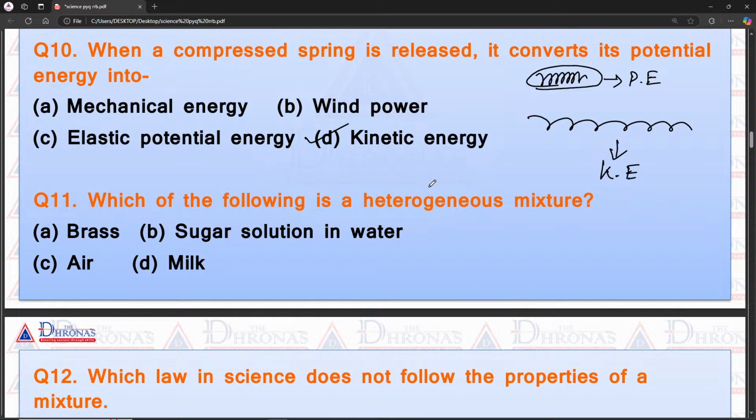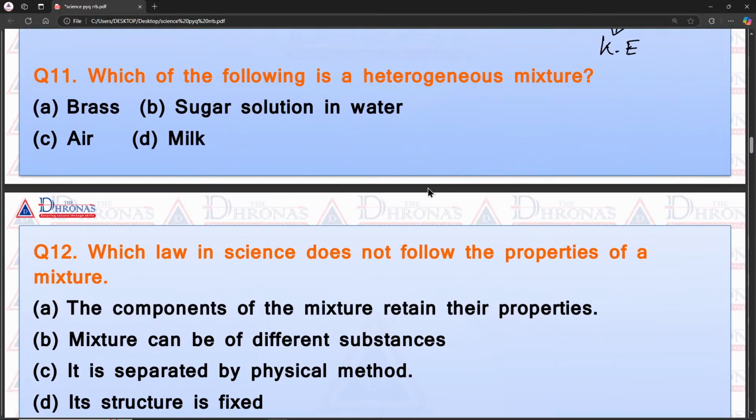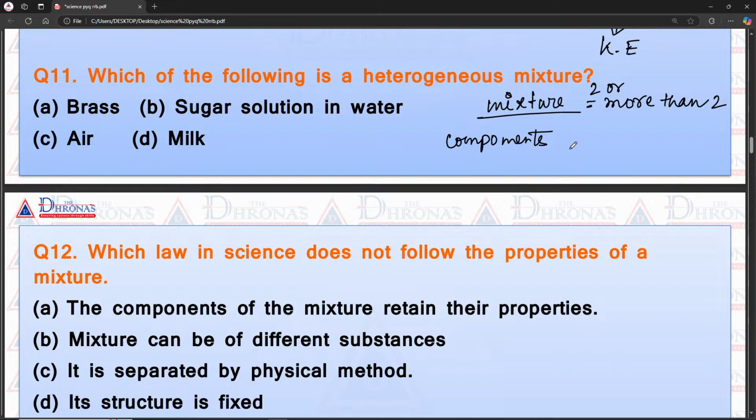Question number 11. Which of the following is a heterogeneous mixture? So what is a mixture? First let's discuss the mixture. Mixture means when you mix two or more than two components, we call it a mixture. So a mixture is not a new compound. These do not form any new compound.